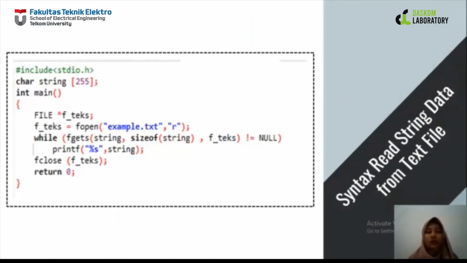Next, the syntax to read string data from a text file. This is the file pointer. Don't forget to open our text file, because we wrote it in the write program. We use example.txt, so in this read program, we also use example.txt. We use R in this mode because we're going to read, and don't forget to close it.